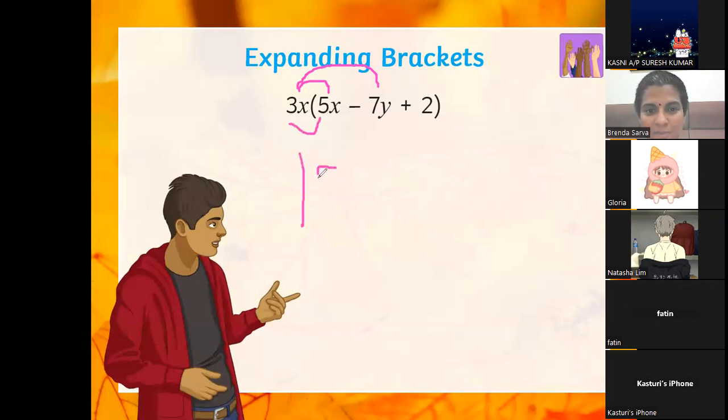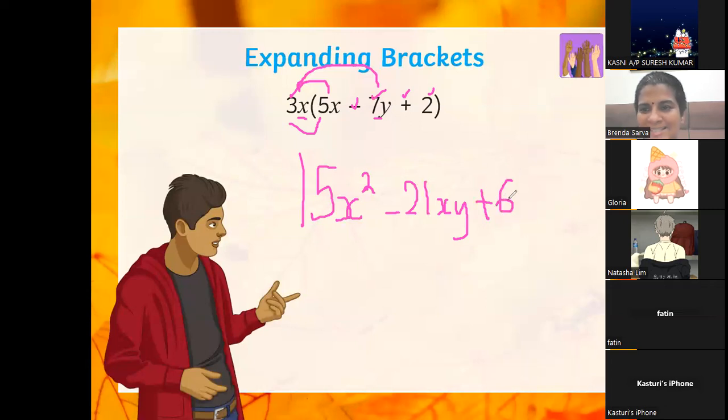3 times 5, 15. Good. x times x, x squared. You see that? x squared. Minus, follow the minus. 3 times 7, 21. Good. Then x times y, xy. Very good. Okay. So I think Fatin, you only missed the square. Okay, Gloria and Natasha, all right. And then over here, follow the sign. Plus, plus. 2 times 3x will be 6x. Do you understand now? Okay.